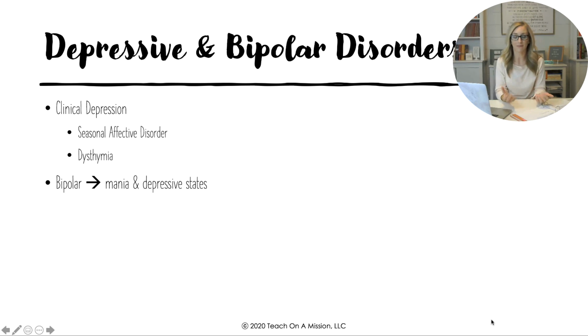Then there's seasonal affective disorder, which, due to less light in the winter, people feel kind of a depressed or decreased neurological level. And then dysthymia is now that low grade depression that's longer lasting and not quite as deep or severe as clinical depression.